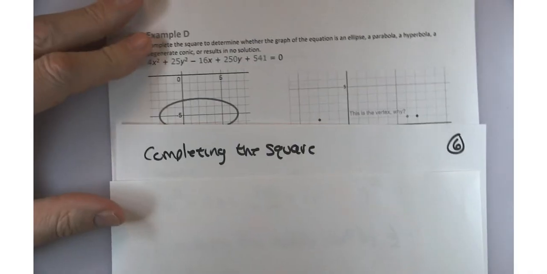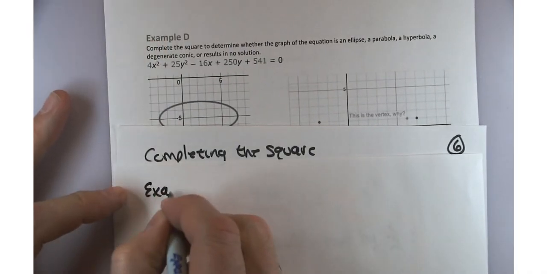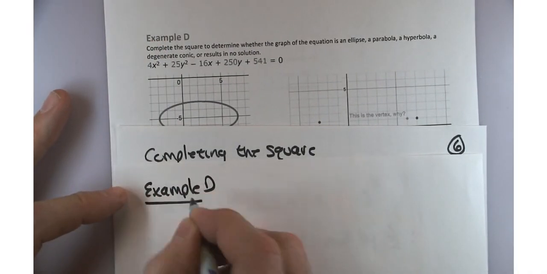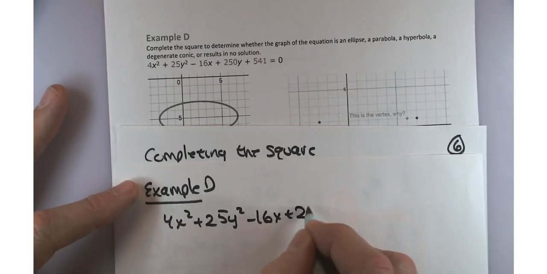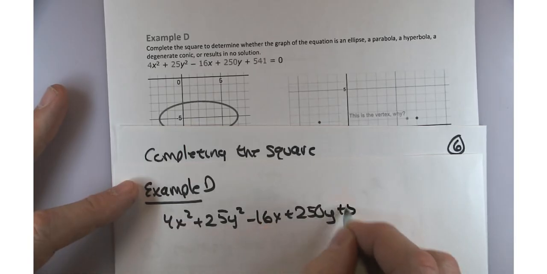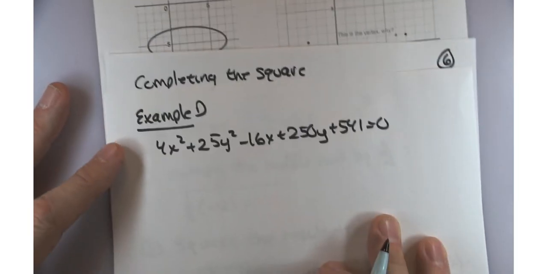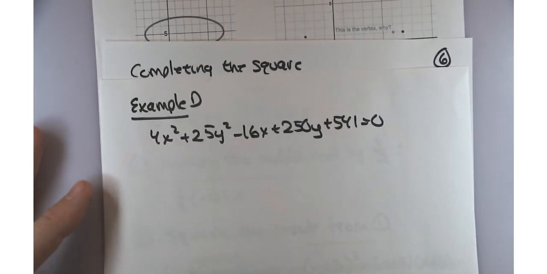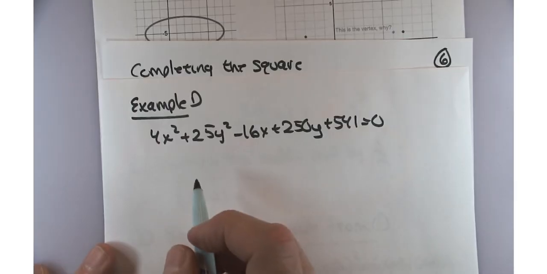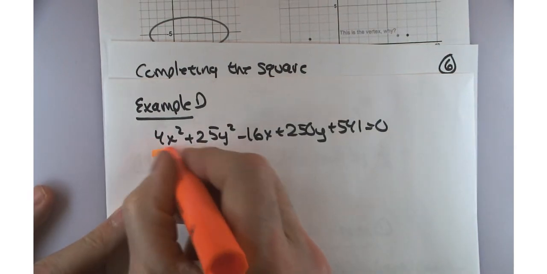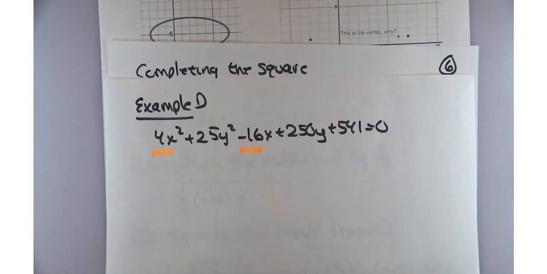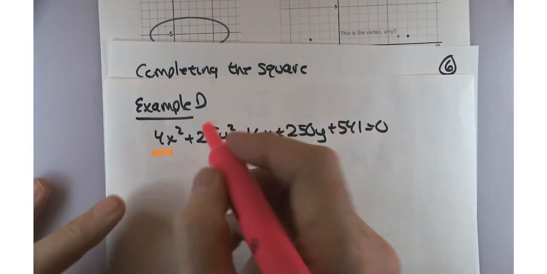All right, so example D. We've got 4x squared plus 25y squared minus 16x plus 250y plus 541 equals 0. Whew. All right, well, the first thing I want to do is rearrange my terms to get some of the like things together. I want to put the x's together, and I want to put the y's together.